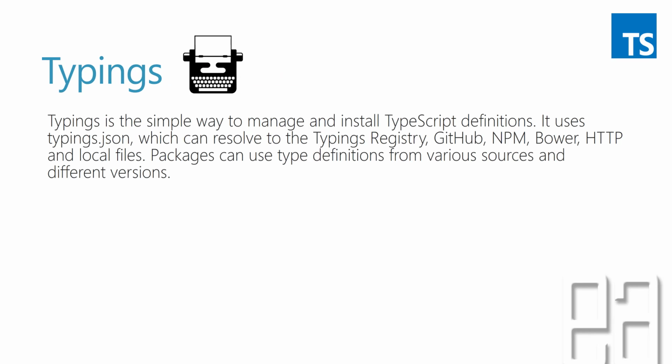Typings is a simple way to manage and install TypeScript definitions. It uses a typings.json file which can resolve to typings registry, GitHub, npm, bower, http, and local files. So the packages can use type definitions from various sources and different versions. We have already discussed typings a little bit in our previous video, where we saw where the typings package manager is and how it is located.